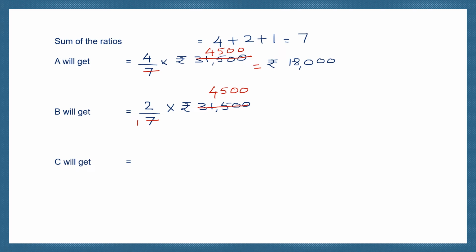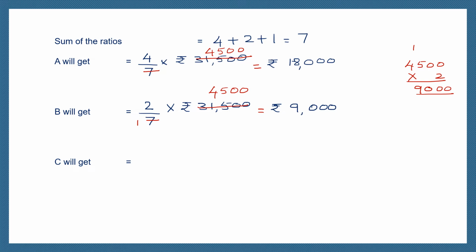Now let's multiply the numerators. 4,500 into 2. These are the numerators. Again, I'm going to multiply, ignoring the zeros now. 2 fives are 10, carry 1. 2 fours are 8 plus 1, 9. Now I'll add the two zeros. So my number is 9,000. So B gets 9,000 rupees.